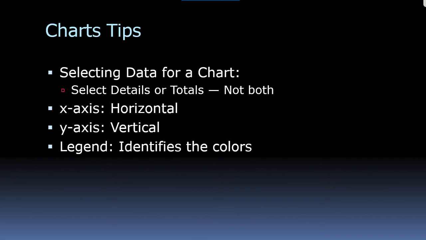Just to review here, chart tips: basically, you want to select either the details or the totals, but not both. The x-axis is the horizontal axis. The y-axis is the vertical. The way to remember that is y is a more vertical letter, so it's the vertical axis. And the legend is either at the bottom or on the side, and it identifies what the colors mean.